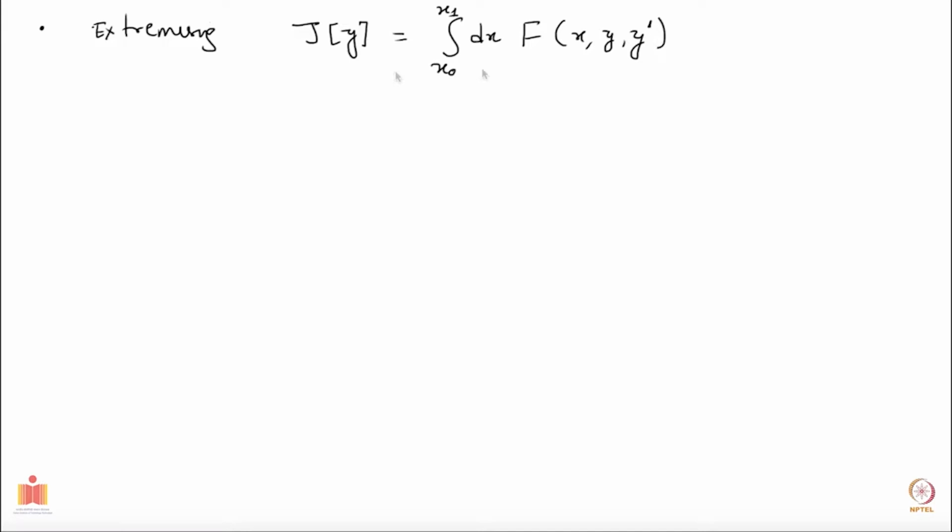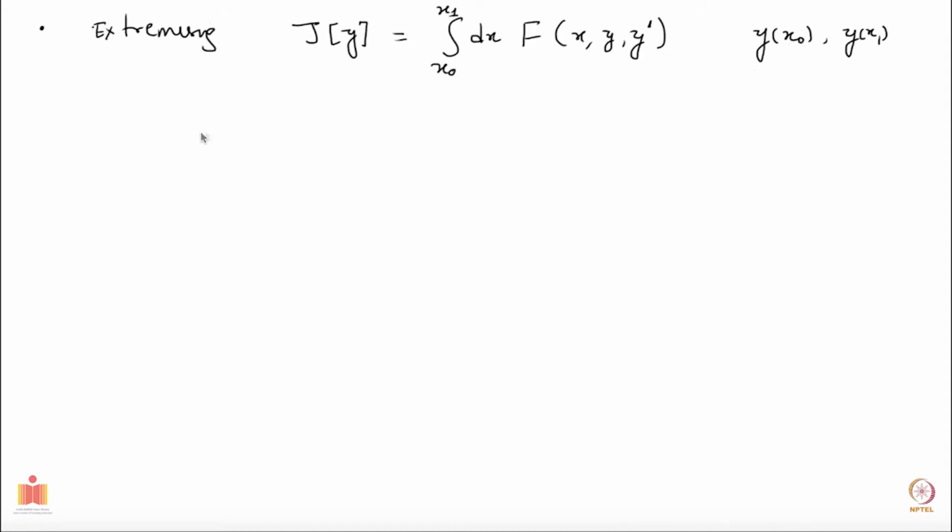Also the values of the function y at the endpoints are specified. So I'm going to search for all those functions y of x, among all those functions whose values at the endpoints are fixed. When I'm searching for the function which is going to extremize this integral, I should keep the values of y at x0 and y at x1 fixed. These values cannot change.